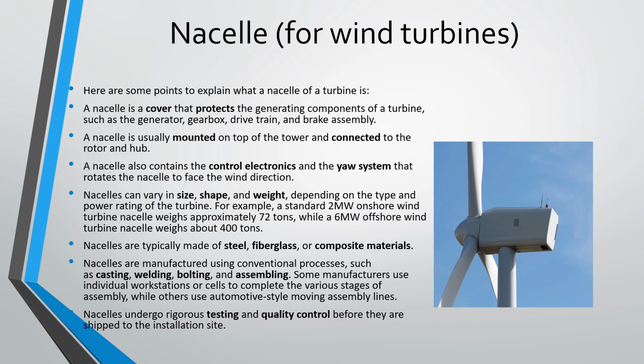Some manufacturers use individual workstations or cells to complete the various stages of assembly, while others use automotive-style moving assembly lines. Nacelles undergo rigorous testing and quality control before they are shipped to the installation site.